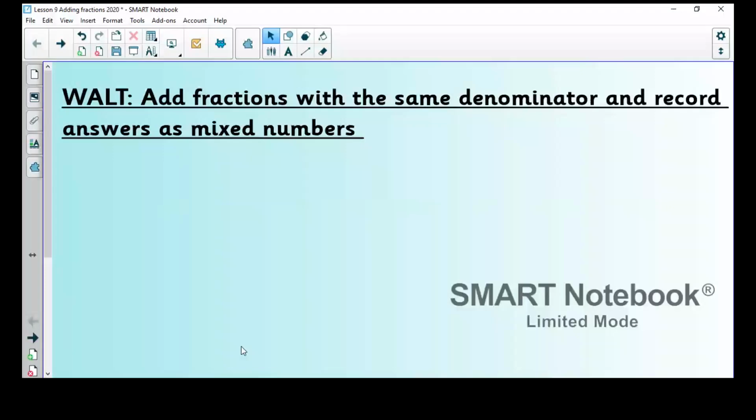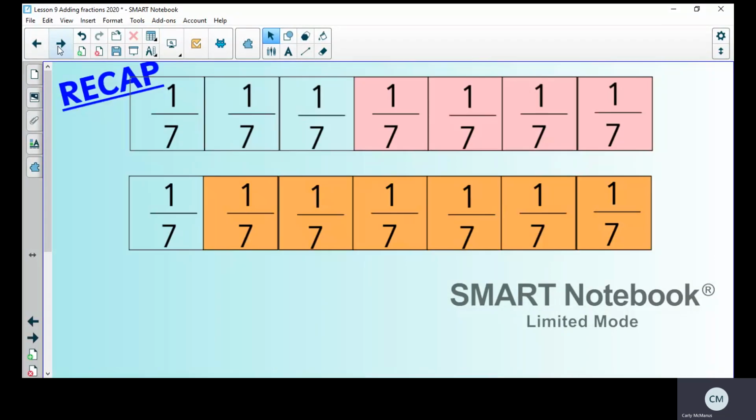The next lesson. We're carrying on with adding fractions today. So I'm just going to recap yesterday's learning. Here are 2 bars and they're split into sevenths. So here, look, we're going to write a sum.